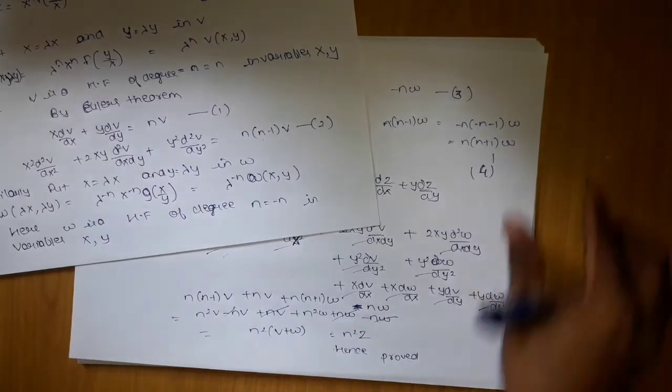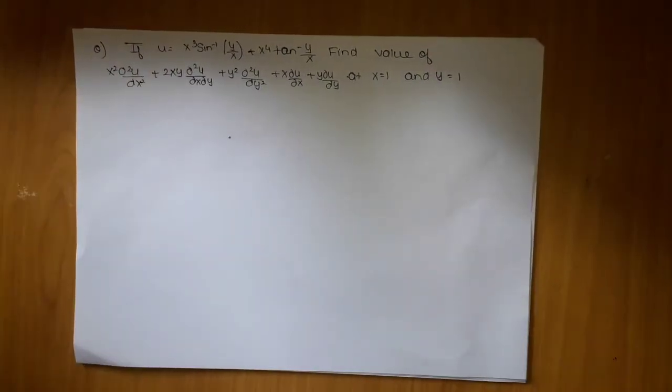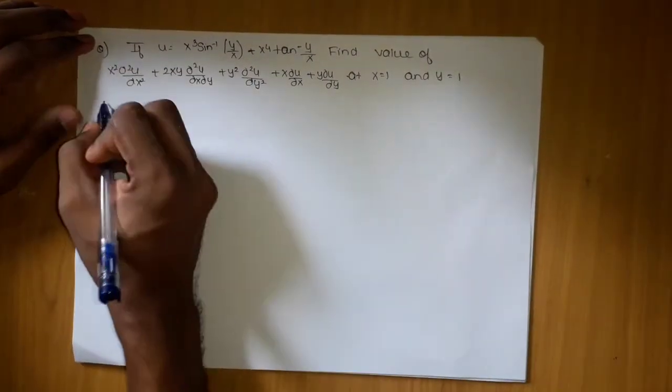Now let's move on to the next question. The next question which we are going to take is: if u equals x cube sine inverse y by x plus x power 4 tan inverse y by x, find the value of x square dou square u by dou x square plus 2xy dou square u by dou x dou y plus y square dou square u by dou y square plus 2 plus x dou u by dou x plus y dou u by dou y at x equals 1 and y equals 1. Okay, now we have to write this equation first.